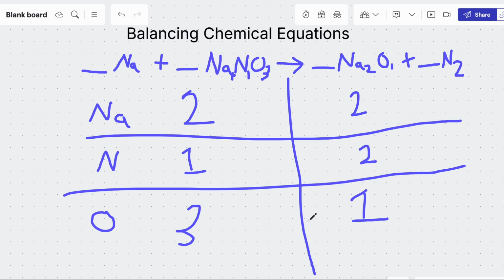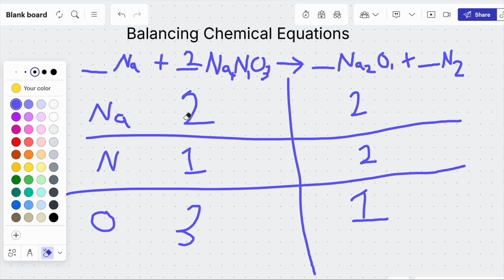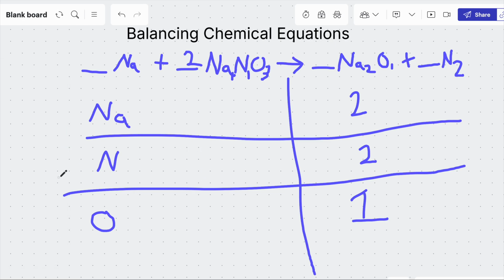Now, from here, you can either start with N's or O's, fixing those. In this case, I'm going to start with N's. So, our N on our left side is lower. So, we got to figure out how we can add more N's. Adding another just Na, that won't do anything. This is the only thing that has N's in it. And we want 1 more N in total. There's 1 in each of these, so we'll bump that up to a 2. Now that is going to change everything else we have on this side, but that's okay.